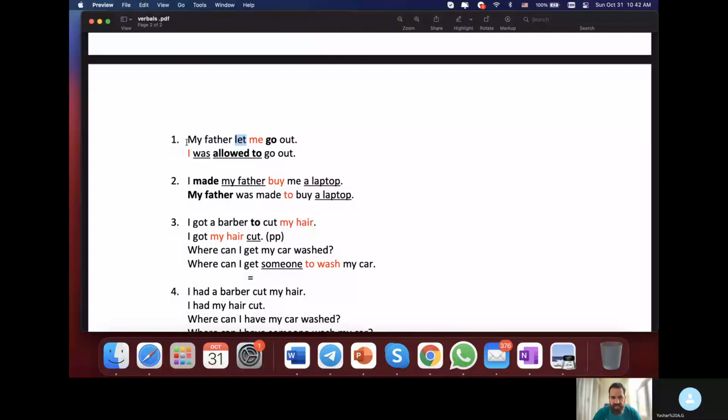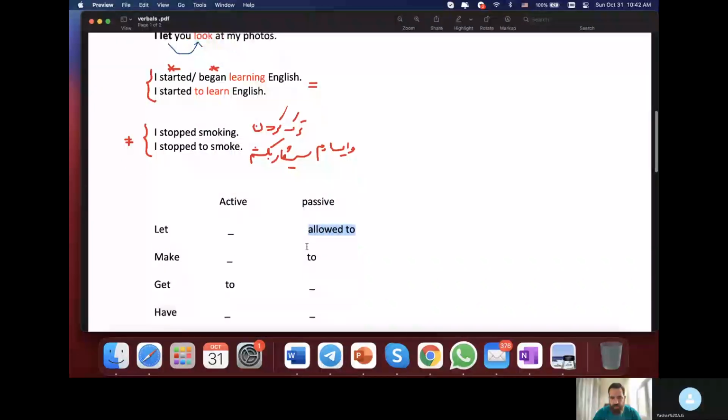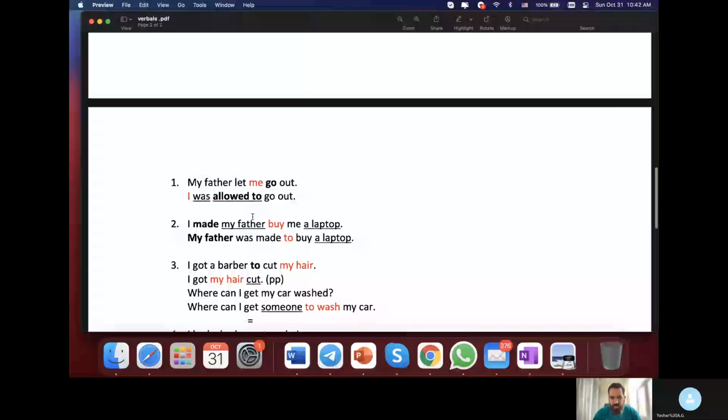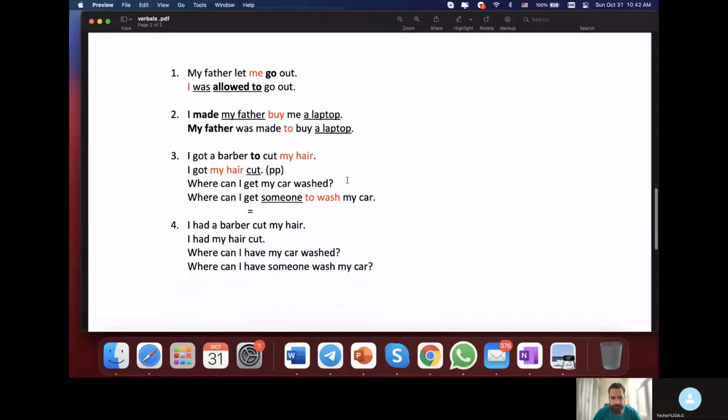If I want to change this structure to passive structure, me goes to the subject place and it is I. Passive form of let is allowed to. So I say I was allowed to go out. I made my father buy me a laptop. So after make, we use bare infinitive. When it is passive, my father was made to buy a laptop for me, maybe.